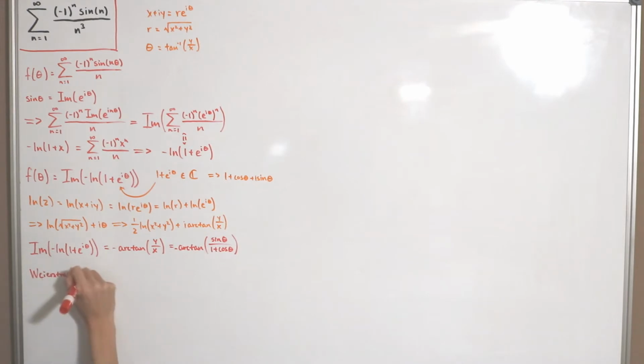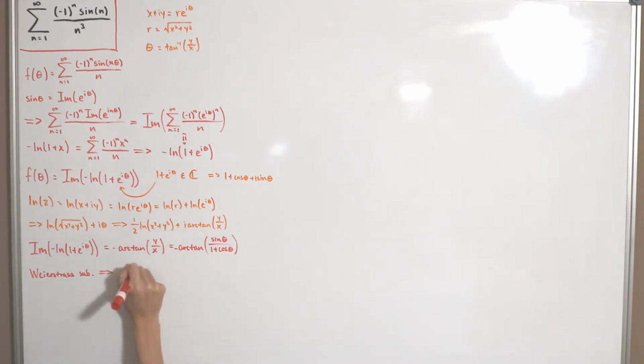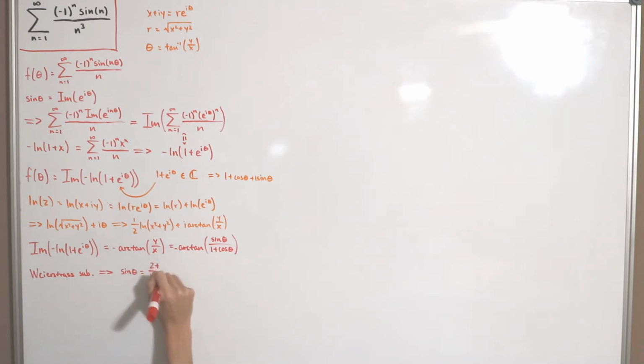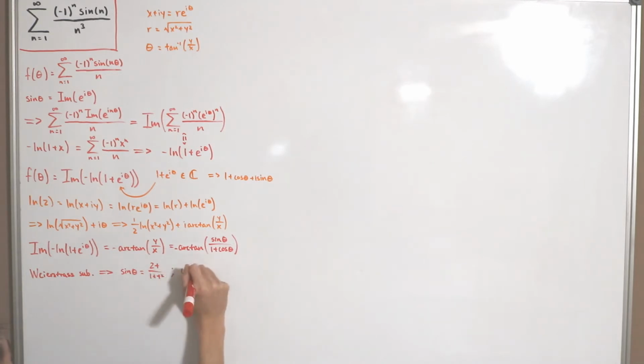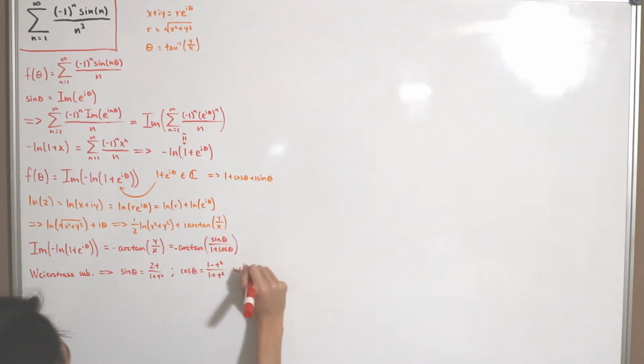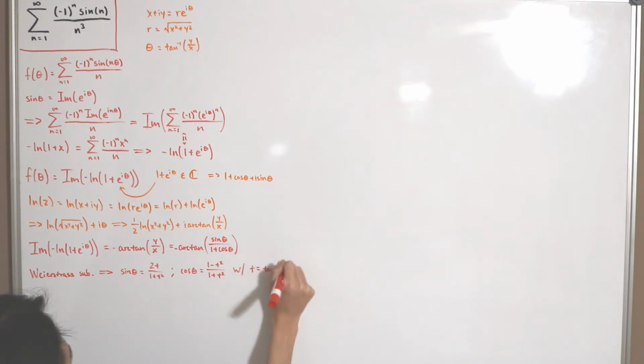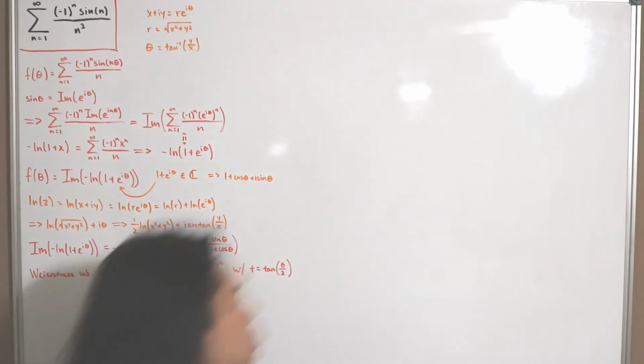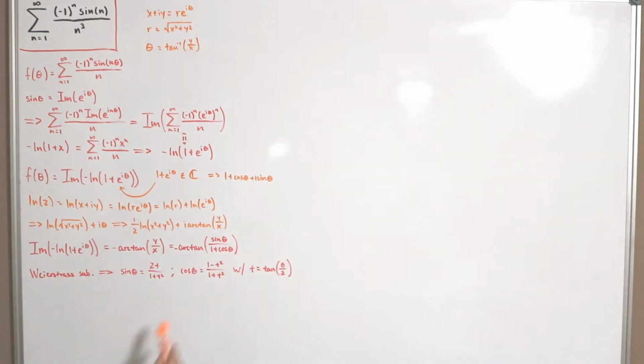So we're going to use that sine theta is simply equal to 2t divided by 1 plus t squared. Cosine theta is equal to 1 minus t squared divided by 1 plus t squared, with t actually equal to tangent theta divided by 2. And we substitute everything back. So we replace sine theta and cosine theta with everything in terms of t, and we'll plug t back in later, but let's simplify this out a little bit.